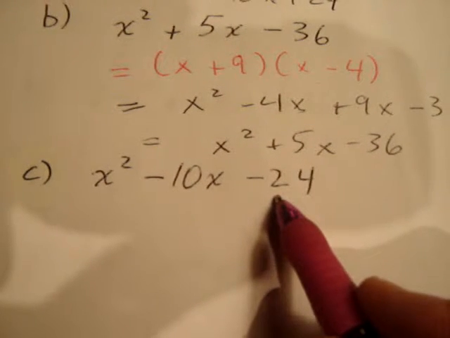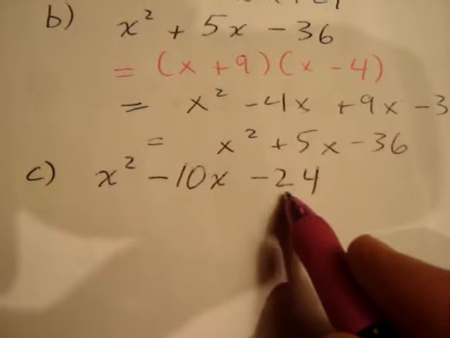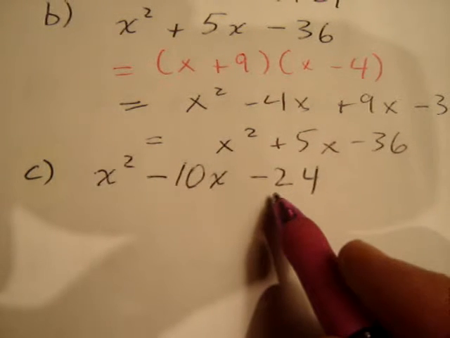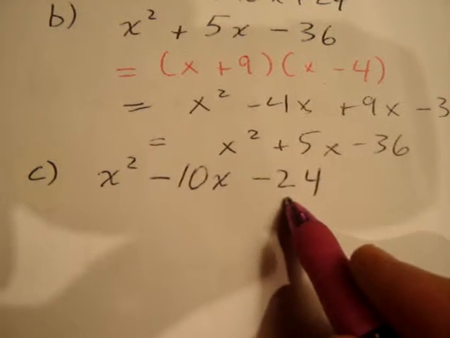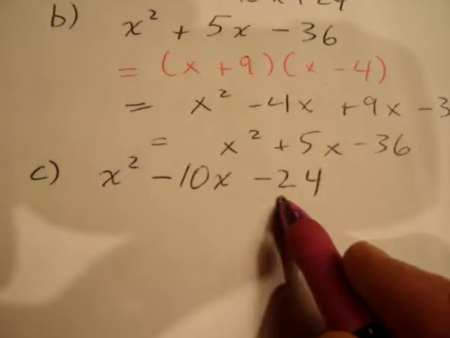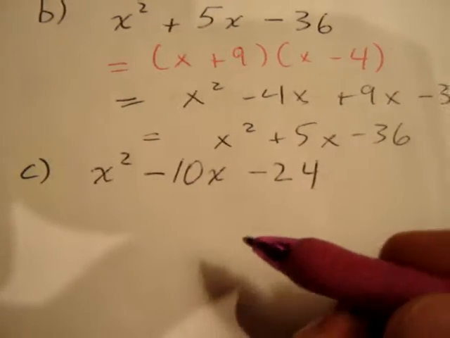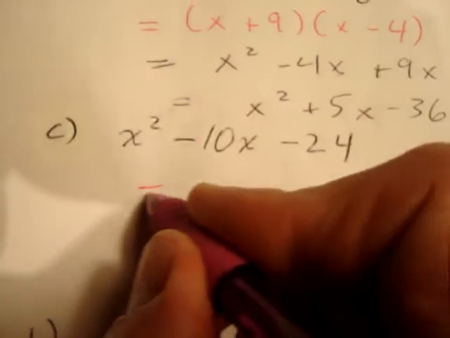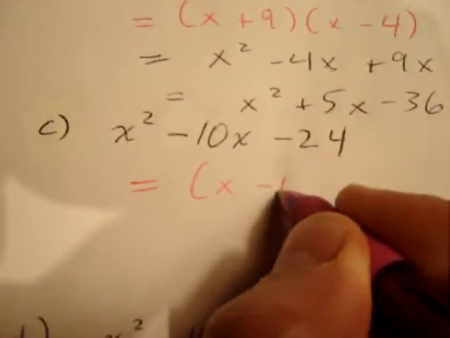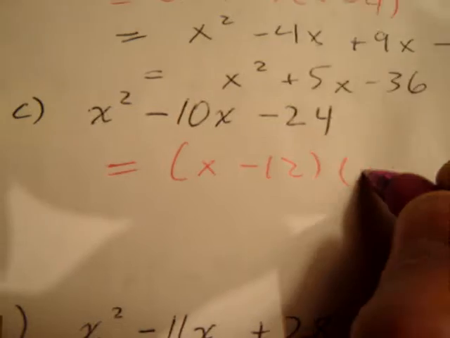Or we could try the numbers 12 and 2. 12 times 2 is 24, and if we let the 12 be negative, then negative 12 times positive 2 is negative 24. Negative 12 plus positive 2 is negative 10. So we can write that this is equal to x minus 12 times x plus 2.